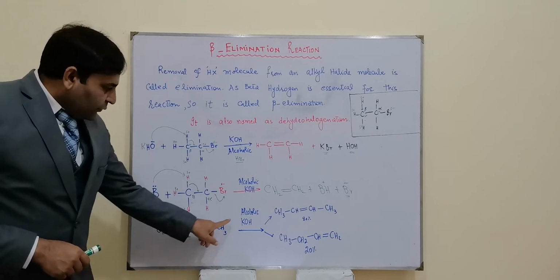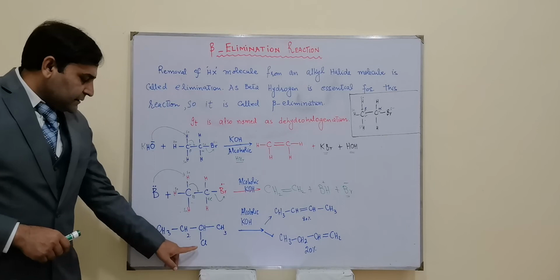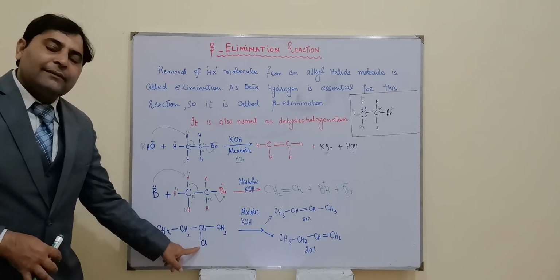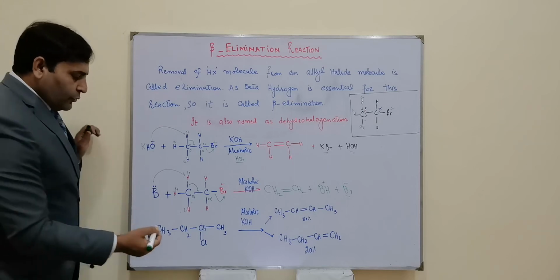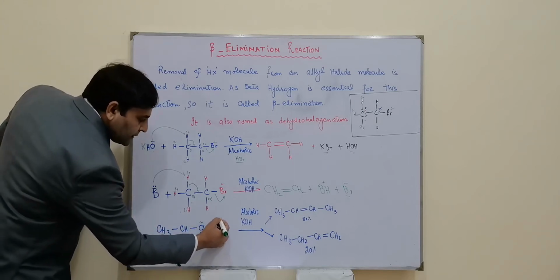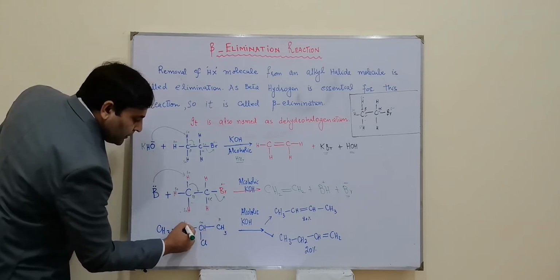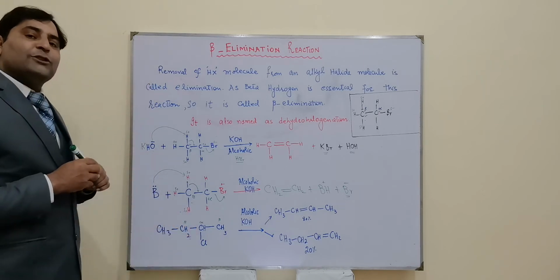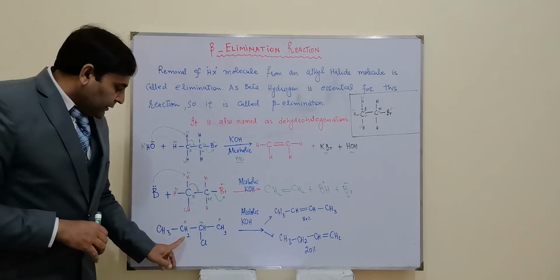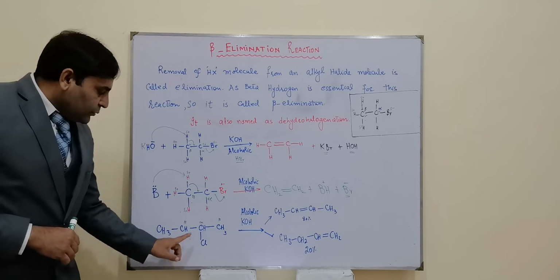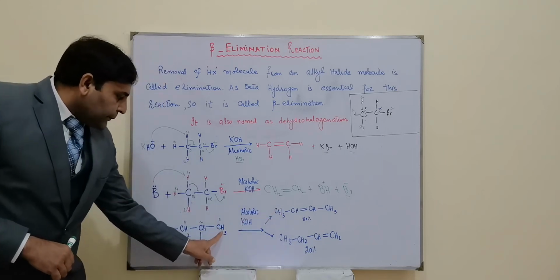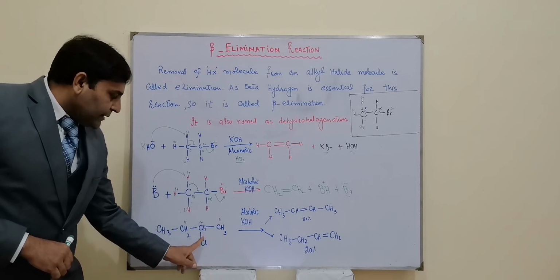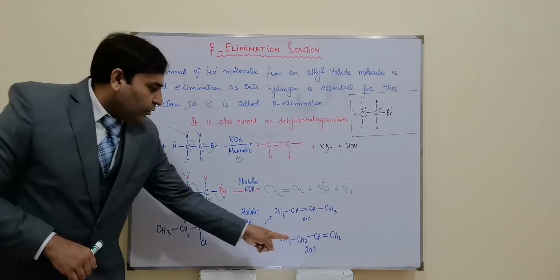Another example of beta elimination is 2-chlorobutane. It's an alkyl halide. It's a secondary alkyl halide. You must know this one is our alpha carbon and this one is our beta carbon. We have two beta carbons. Now what should happen? Which should be the product? Either H and Cl should be removed and we should get 2-butene, or H from this beta carbon and Cl from here is removed and we get 1-butene.